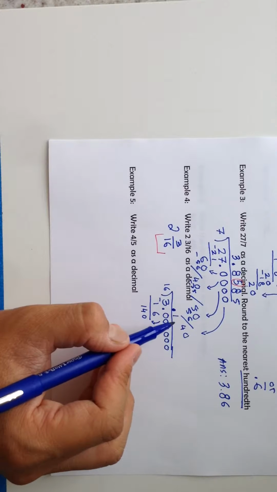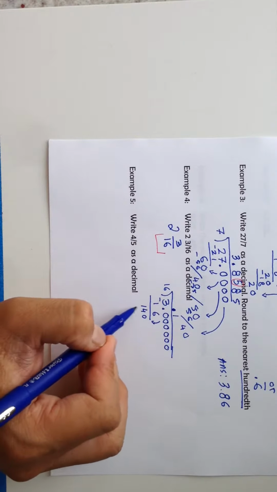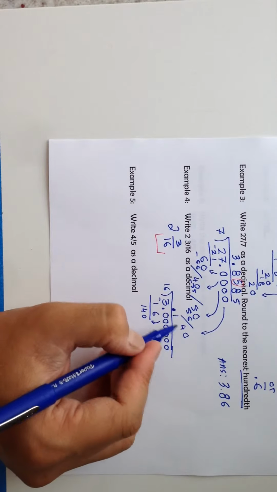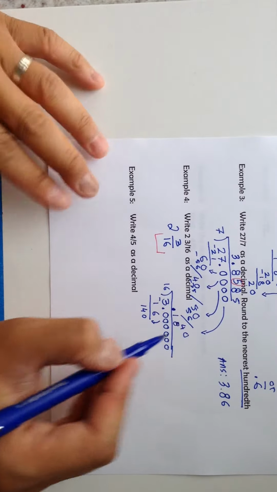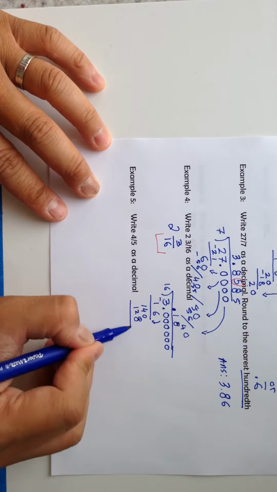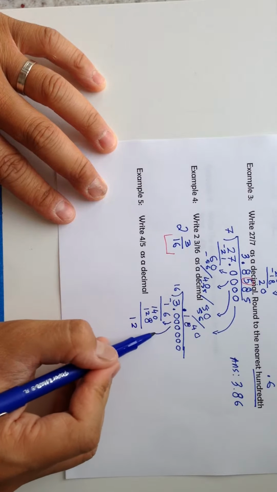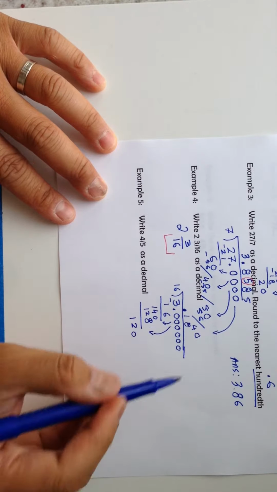is 48 with a remainder of 4. 8 times 1, 12. So 128. Okay, so 8 times 6 is 48. 8 times 1 is 8, 12. Subtract, I have a remainder of 12. Bring down my next 0.